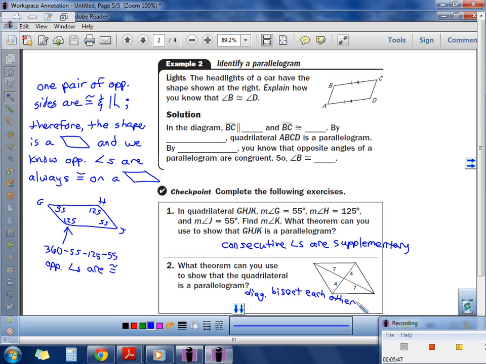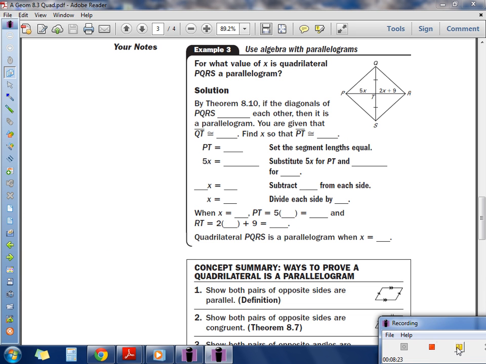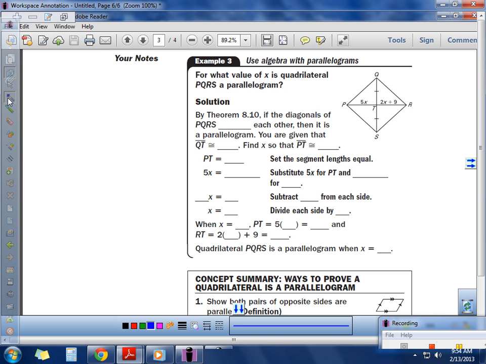And then you're good to go. Example 3 is really straightforward. I have diagonals drawn. They're bisecting each other. To solve for x, what do we need to do? Set them equal to each other. Good job. 5x equals 2x plus 9.